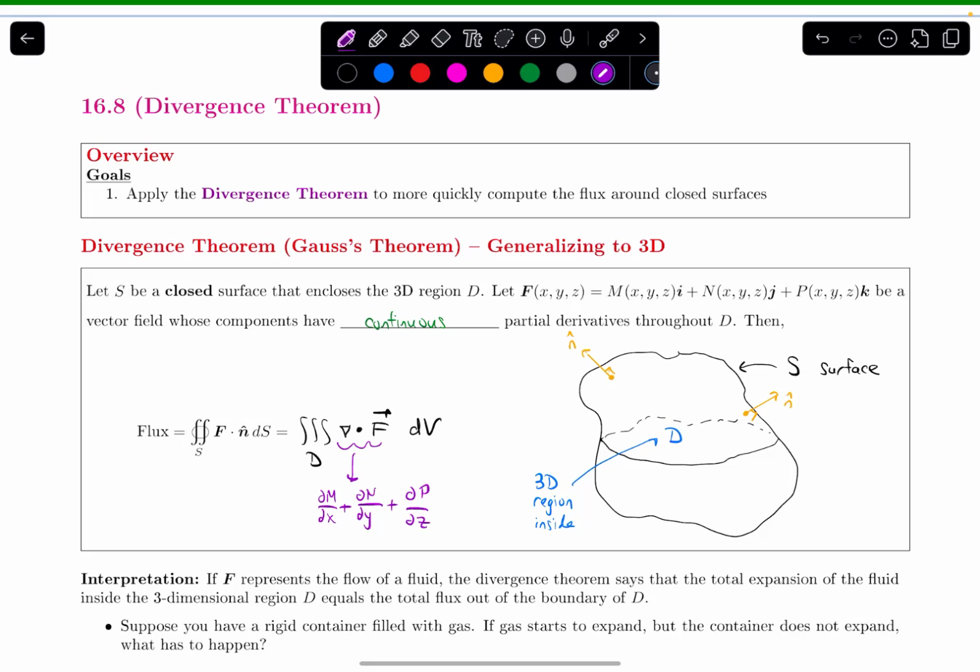Okay, so let me go ahead and highlight this theorem.